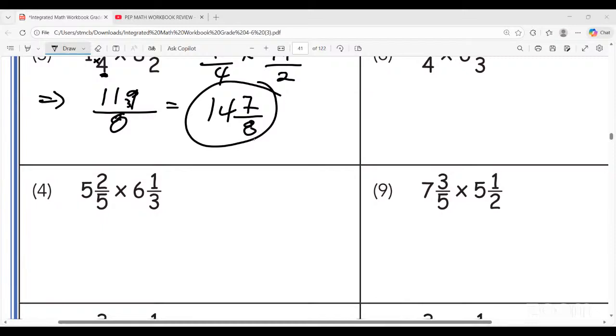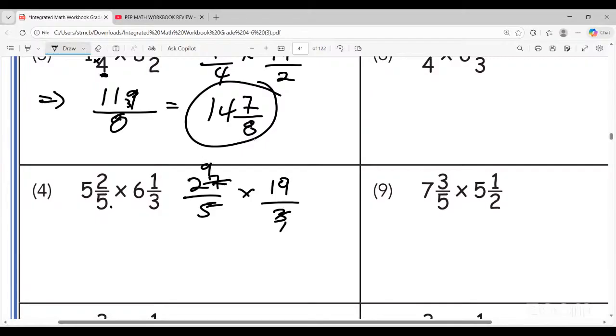All right, guys, let's go through the solution. So we convert 5 5s are 25 plus 2, 27 over 5, times 6 3s are 18 and 1, 19 over 3. All right, so we can cancel. Remember, when we are canceling, top and denominator, we can cancel across, right? Which number can go into which number here? Now, 3 can go into 27. So 3 into that, 9 times.